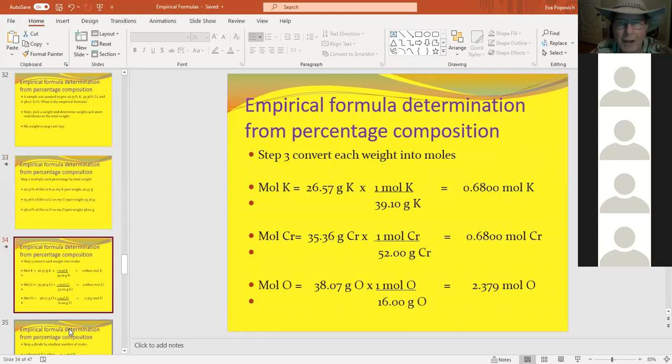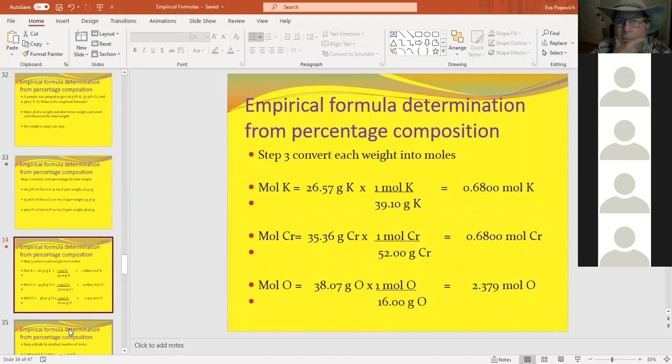So I do this out. I get 0.68 moles of potassium, 0.68 moles of chromium, and 2.379 moles of oxygen. Now, Dana, finish it up for me. What do I have to do? What's the next step? I don't know is a good answer, Dana. I multiply by whole numbers?